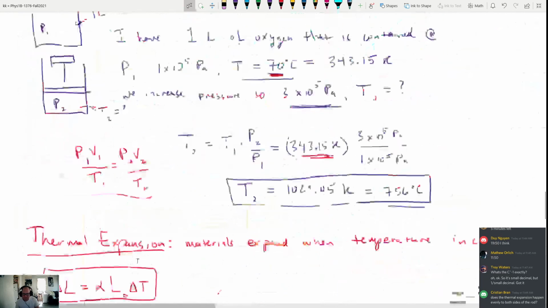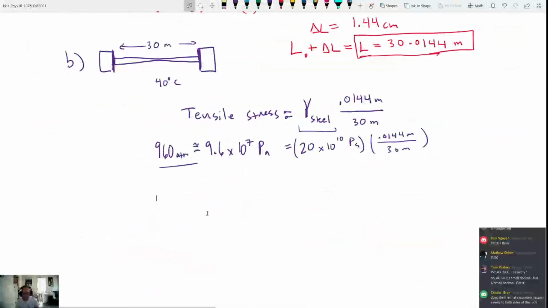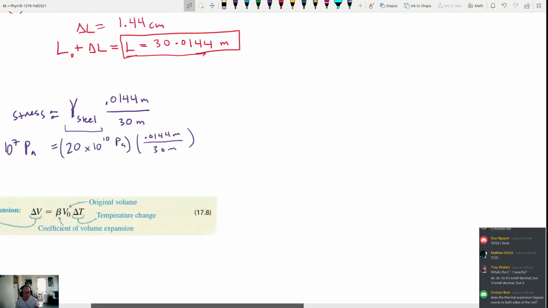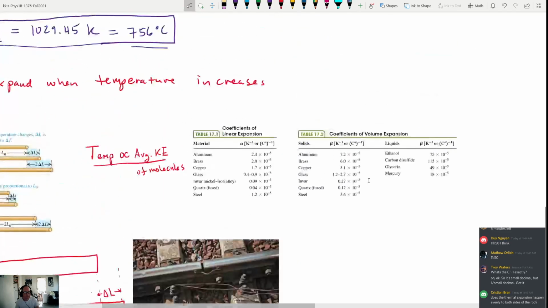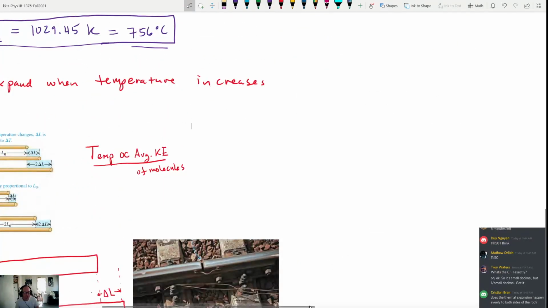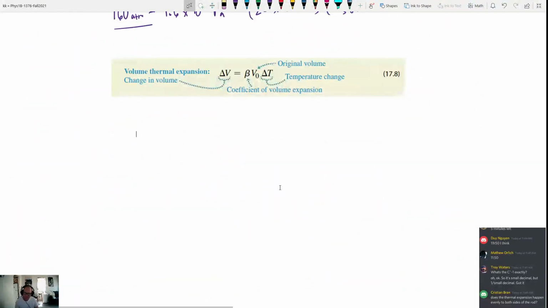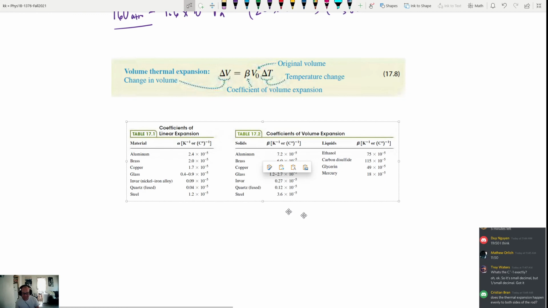you do the same thing you do for length expansion. So you have, instead of change in length, you have change in volume. Over here you have the original volume and temperature change. You also need the coefficient of volume expansion, which, as it turns out, is exactly 3 times the coefficient of linear expansion, as you'll see in this picture right here.